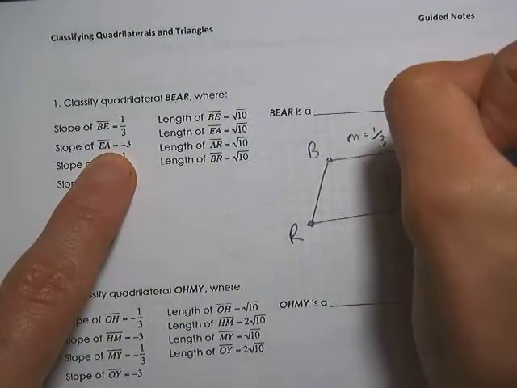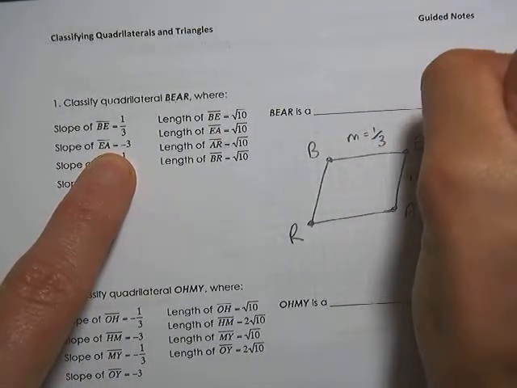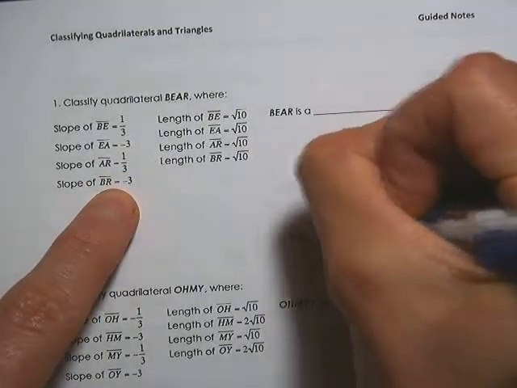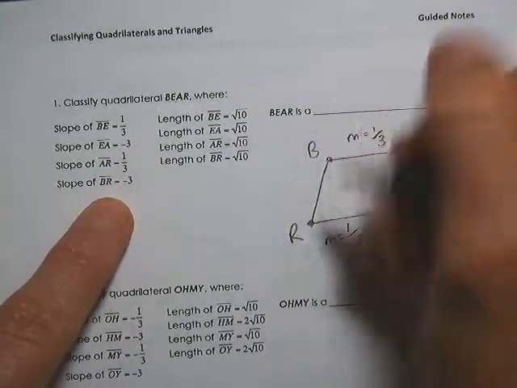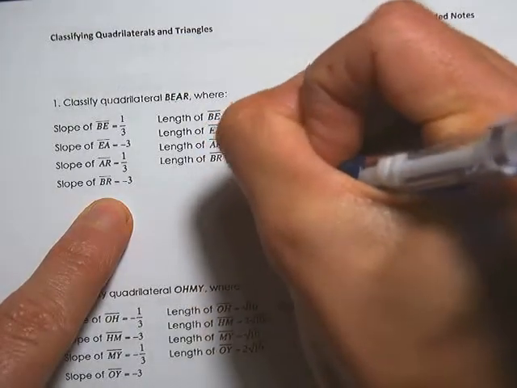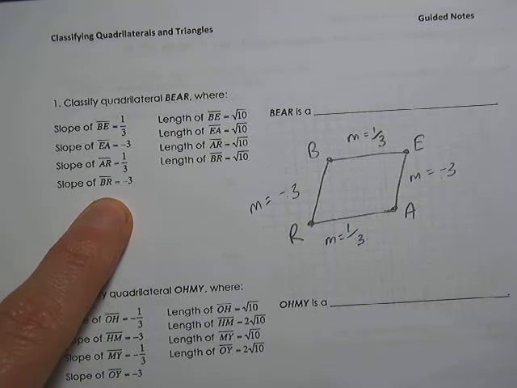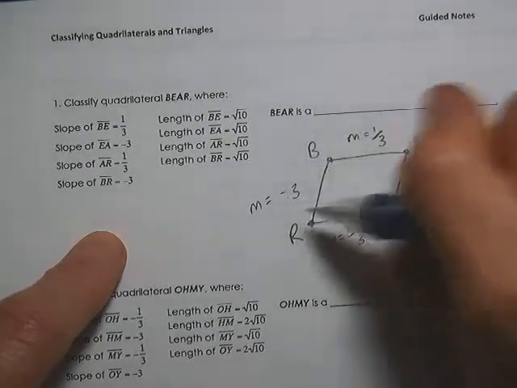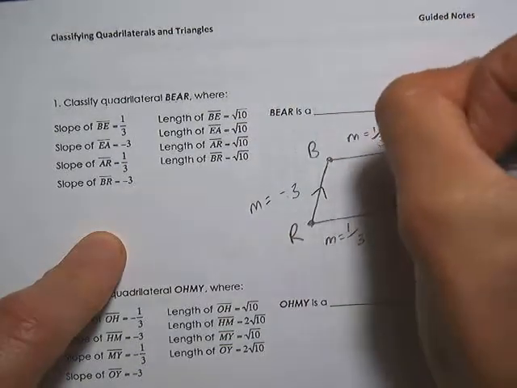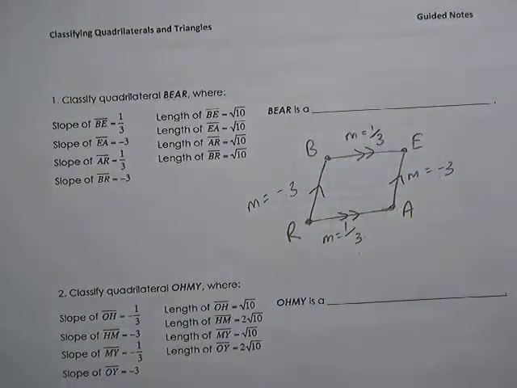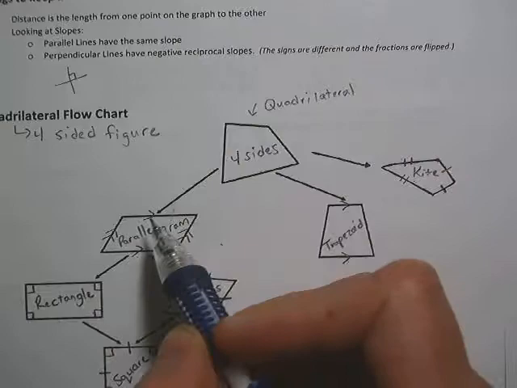EA has a slope of -3. AR has a slope of 1/3. And then BR has a slope of -3. Okay, are the opposite sides, do they have the same slope? And notice they do. So that means my opposite sides are parallel. So we know just from looking at the slopes that it's a parallelogram.